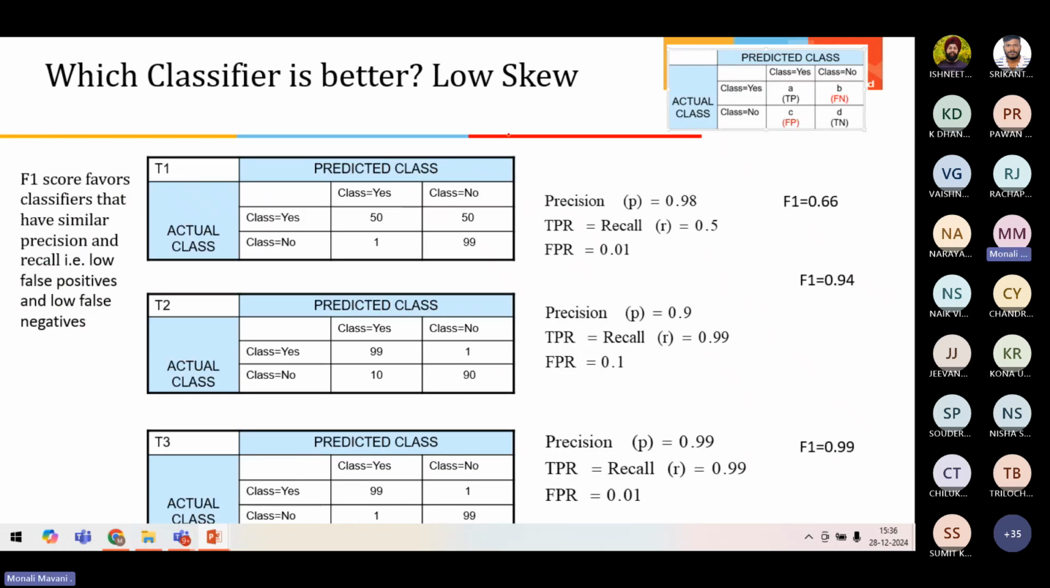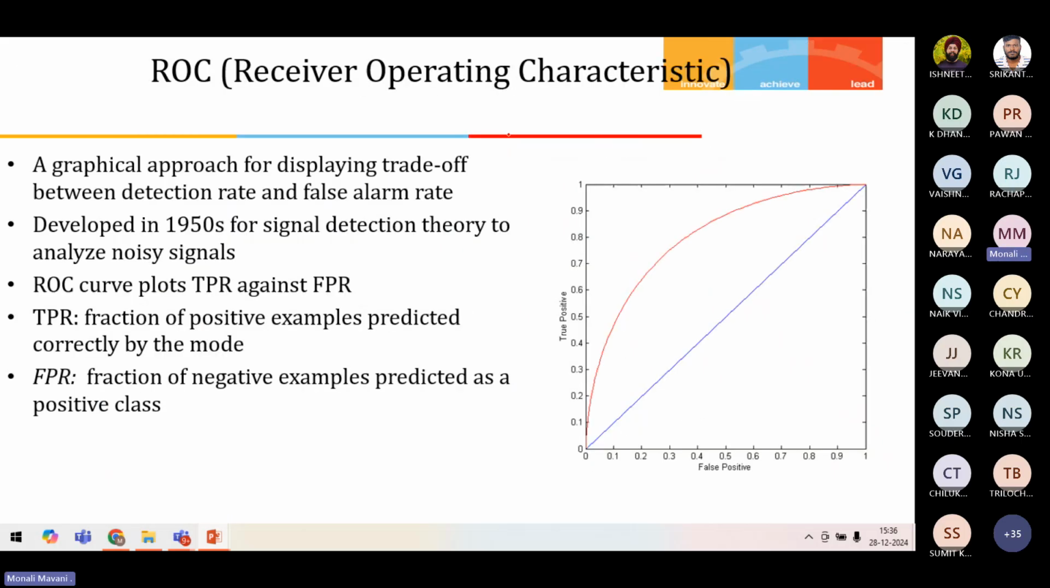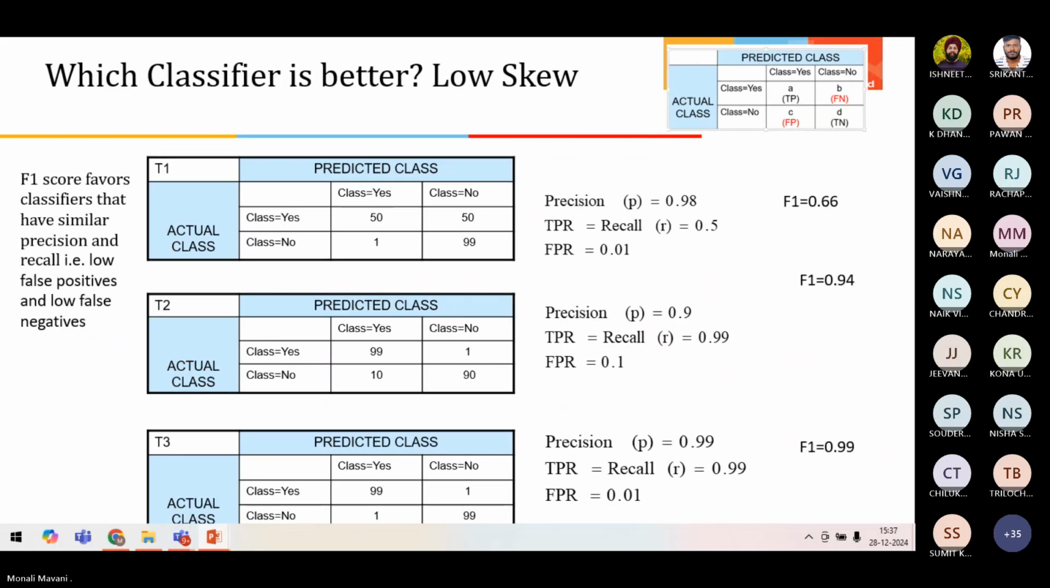Now maybe I have 3 different models, with 3 different slides. Low skew means there is low class imbalance. I have 100 for the yes class and 100 for the no class. And my true positive is 50 and the true negative is 99.